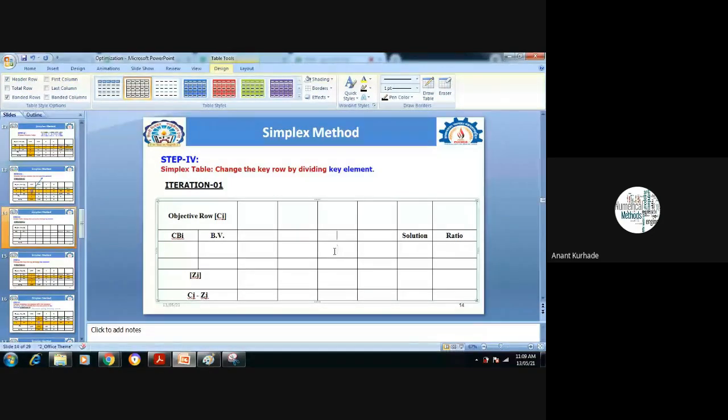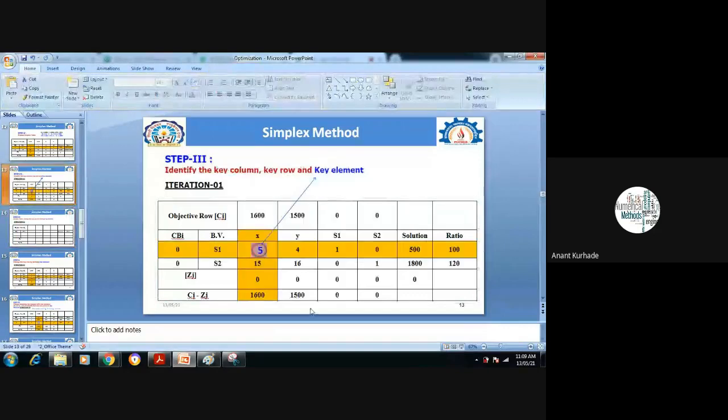See, for the previous table, we have the key row. The key in the first row is the key row. The first column is the key column, and the intersection of these two, that is 5, is the key element. So, most important part, see here, you have to identify which one is the entering variable and which one is the leaving variable. This is a new concept again.